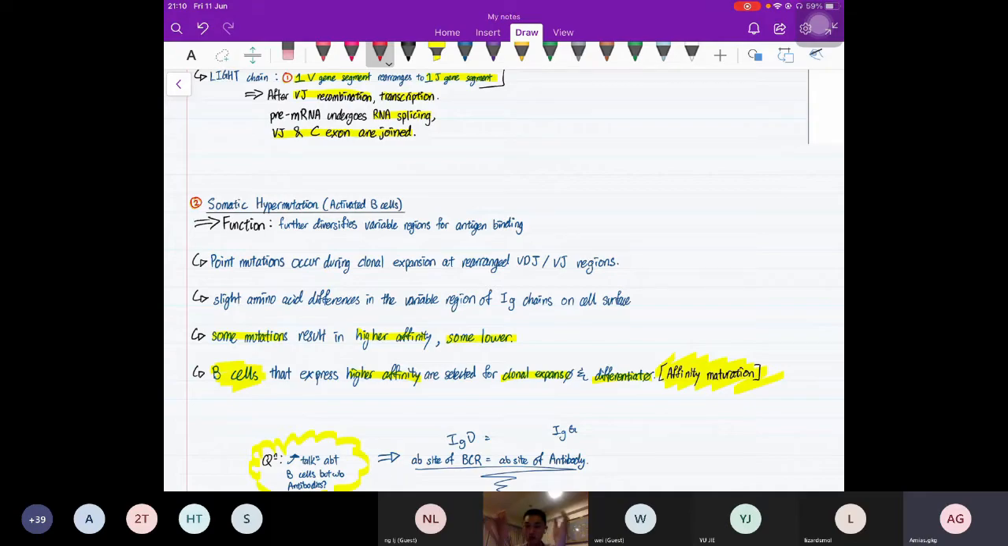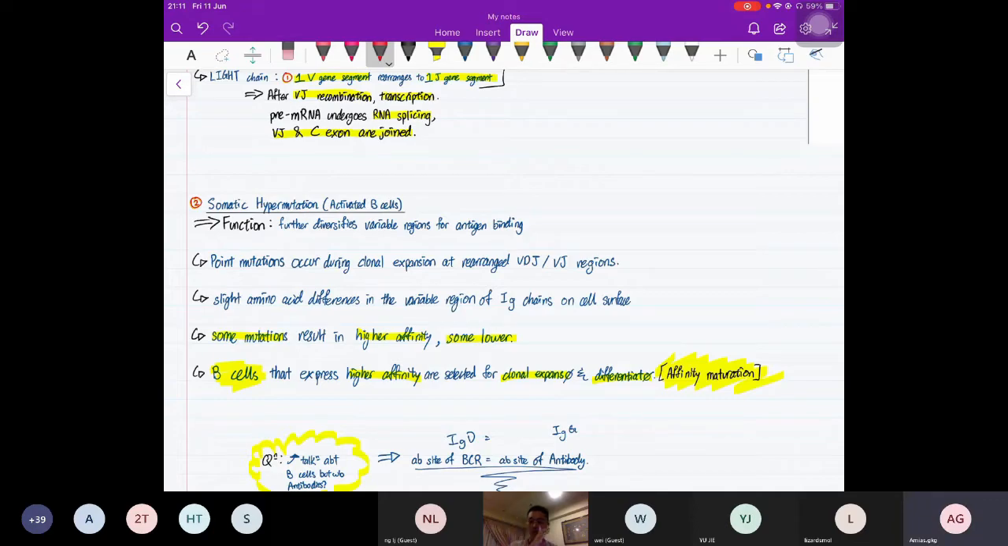Now, then it undergoes somatic hypermutation. This is basically selecting for B cells that have higher affinity for your antigens. That is the whole idea of somatic hypermutation. So now, B cells that have high affinity undergo mitosis and differentiation, so that you can produce as many plasma cells as you want, so that the antibodies that they secrete have high affinity for your antigen.